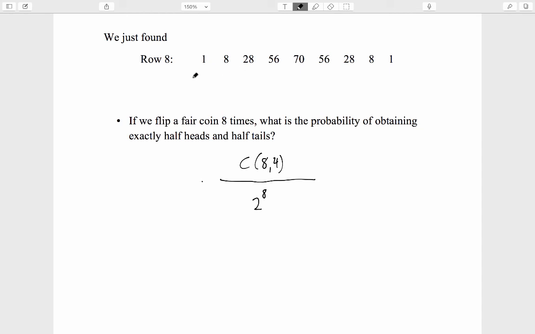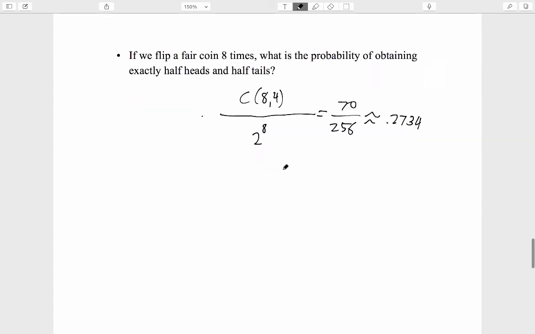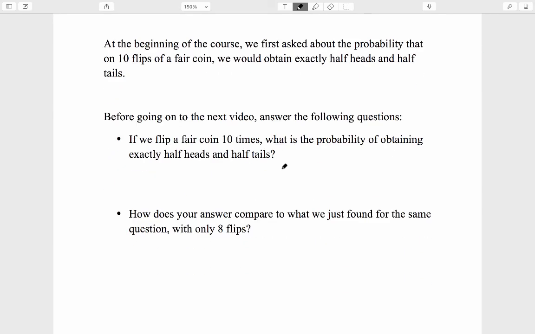We need to know the number in row 8, entry 4, where we start counting from 0: 0, 1, 2, 3, 4. 8 choose 4 means the number in the middle of row 8. So that is 70 over 256, which is approximately 0.2734. Keep this in mind because you're about to compare it to the answer to essentially the same question about 10 coin flips. It was at the beginning of the course that we first asked about the probability that on 10 flips of a fair coin, we would obtain exactly half heads and half tails.